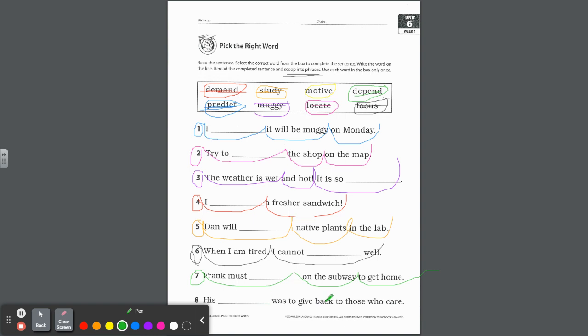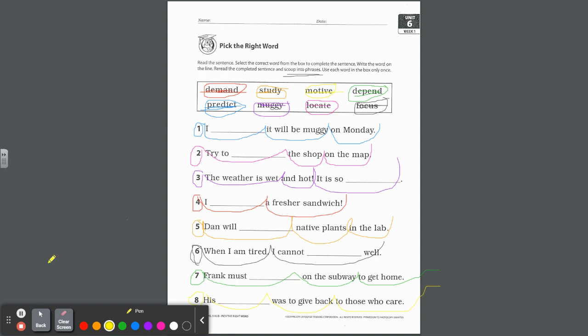His blank was to give back to those who care. His motive. And we talked about characters' motive. That's the reason why they do something, right? That's their motivation. His motive was to give back to those who care.